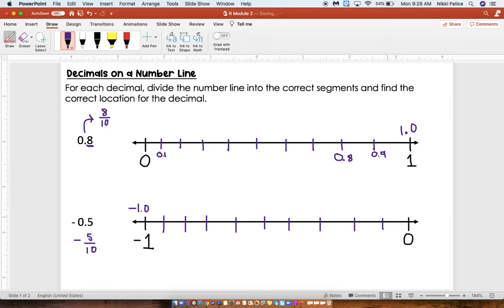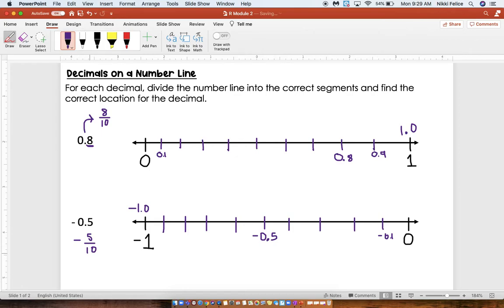So we start at 0. This would be -0.1 right here. The next one would be -0.2, -0.3, -0.4, and -0.5 would be right here in the middle. It is in the middle because 5/10 is halfway.